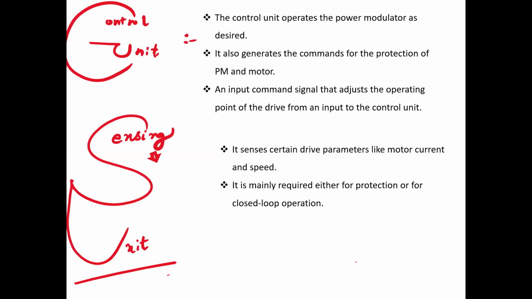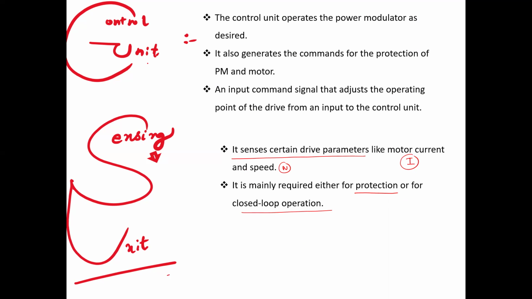Next, we have the control unit and sensing unit. The sensing unit, as we already discussed, senses certain drive parameters. What are the parameters? Motor current and speed. Once we know this, one more operation is that it is mainly required for protection and for closed loop operation. Without the sensing unit, there is no closed loop.